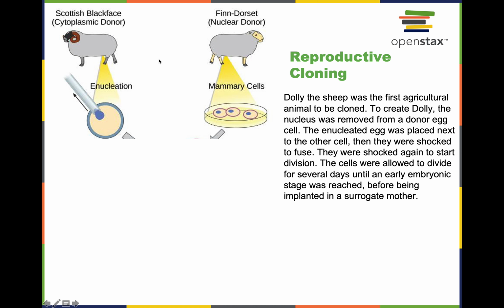So the way it works is that you get eggs from this cytoplasmic donor, but you remove the DNA from it. So this is just the cytoplasm of an egg. Then the organism that you want to clone, you take memory cells from it, and then through a process of pulsing with electricity, these memory cells are fused with the egg cells.